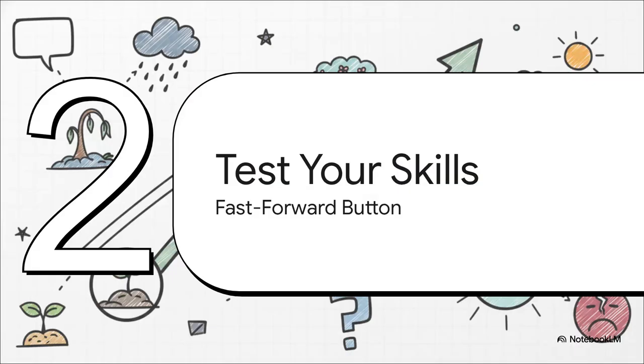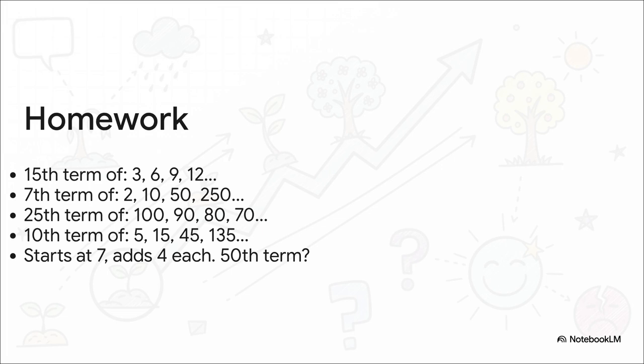All right, now it is time to put this into practice and test out your very own fast-forward button. Here are 5 challenges for you. For every single one, your first job is to ask yourself, is this arithmetic or geometric? Am I adding the same number, or am I multiplying by the same number? Once you figure that out, you pick the right formula, find your starting number, find your d or your r, and just plug in your n.